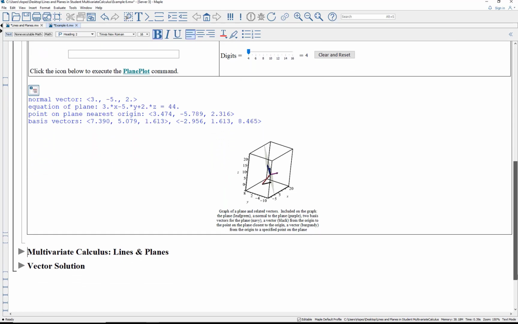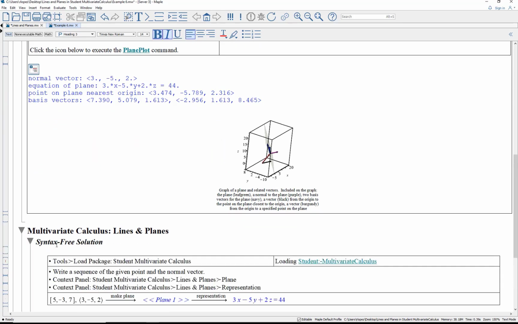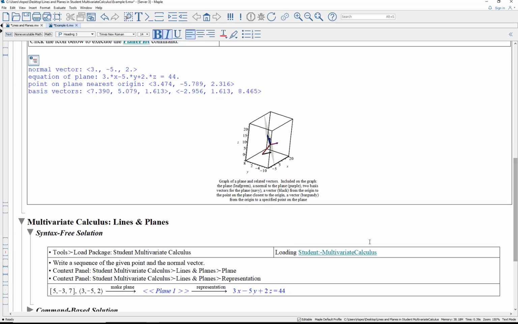The solution using the lines and planes tools, first, syntax free. Well, we've seen similar calculations many times. Load the Student MultivariateCalculus package. This is the point. This is the normal vector. Make plane, you've seen that. Get the plane object representation, you've seen that.